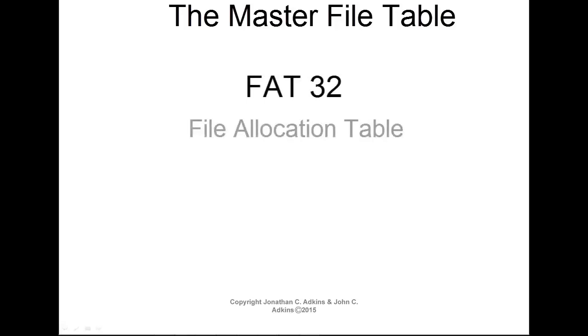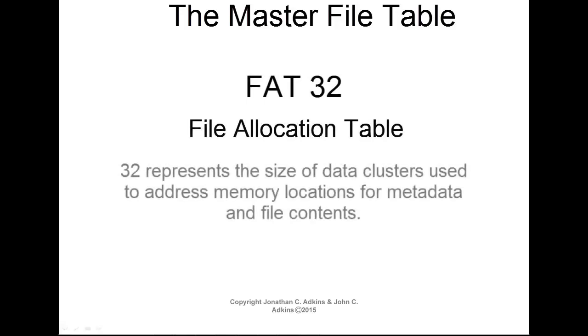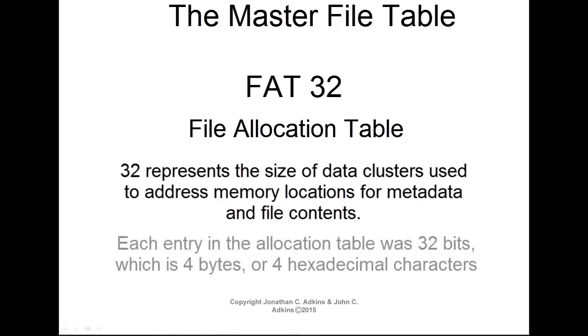FAT stands for File Allocation Table. The 32 represented the size of the clusters which served as entries in the table. Each entry in the file allocation table was 32 bits. That is, 4 bytes or 4 double character representations in hexadecimal. Each of these 4-byte hexadecimal entries pointed to an address in memory that contained either file contents or metadata.